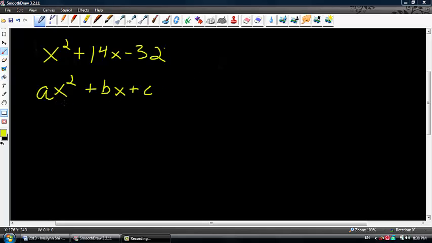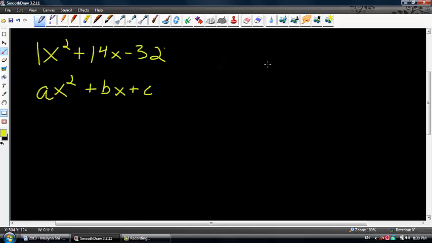We have to remember we have the parent function ax squared plus bx plus c, a being the coefficient of the squared term. In this case we have no number in front of it, but that means there is a 1, so 1 would be our a. B would be the coefficient of the x to the first term. In this case, it'd be 14. And C is always our constant or non-variable term, which is negative 32. Remember, this negative symbol does apply to the 32, so negative 32 would be our C.